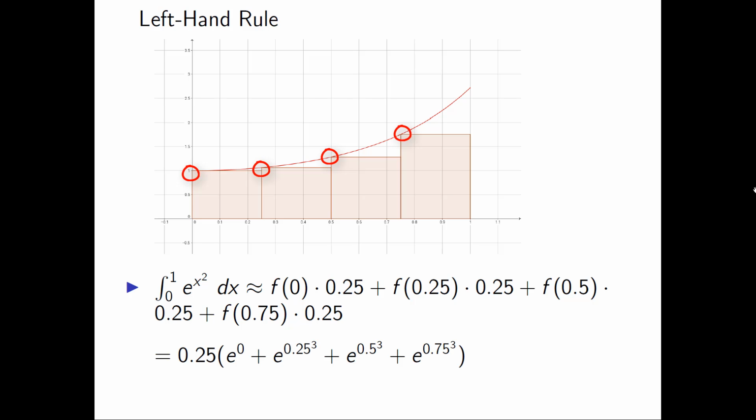When we're actually calculating this, we can factor out that delta x because it's the same in each case. Then we just plug in the values to the function, the f of x, like so, and this comes to 1.28. It's clear that that's an underestimate. We can see that from the graph, and we'll talk a little bit about under and over estimates later.